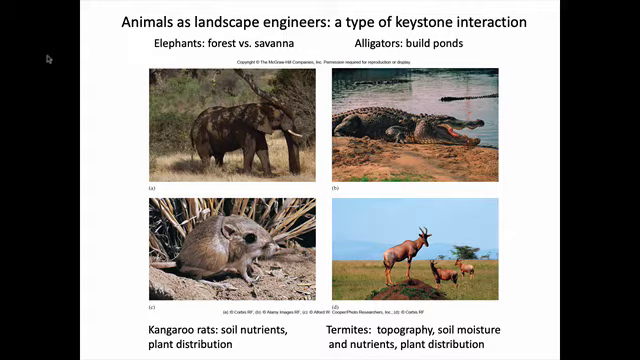Kangaroo rats affect soil nutrients because their urine is highly concentrated in nitrogen, and in desert environments where nutrients are relatively limited, this provides patches of soil enrichment that some plants require in order to grow. They also disperse plant seeds, so they're not just peeing and enriching the soil in areas where they do that a lot. They are actually dispersing seeds to those areas of the plants that require those nutrients.